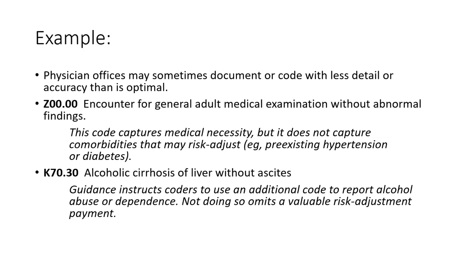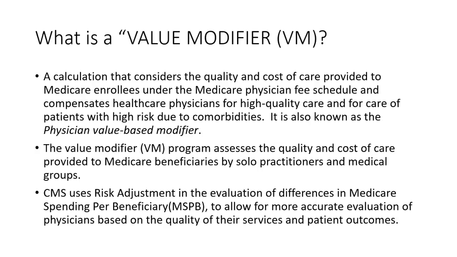Also, code K70.30, alcoholic cirrhosis of the liver without ascites. Guidance at that code instructs the coders to use an additional code to report alcohol abuse or dependence, and by not doing so, omits a valuable risk adjustment payment. I've used the K70.30, but there is a note at that code, guys, that says to use an additional code to report the alcohol abuse or dependence.